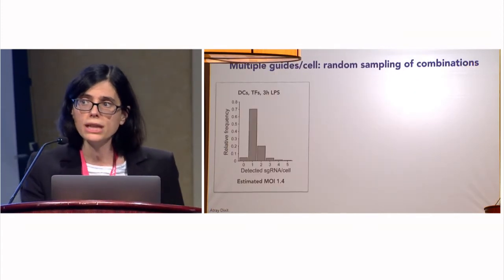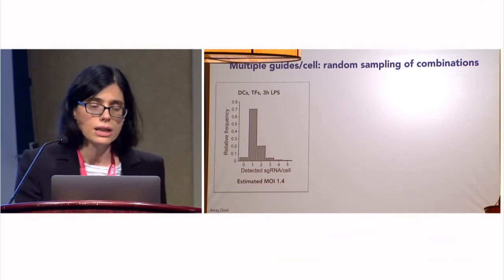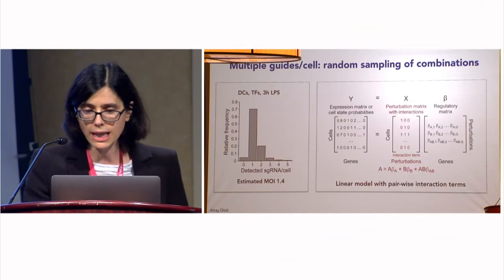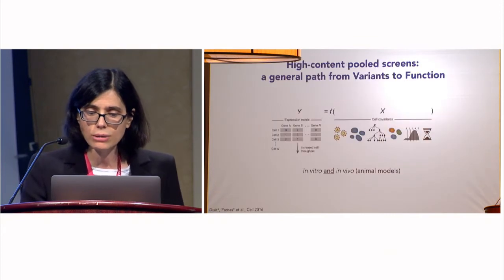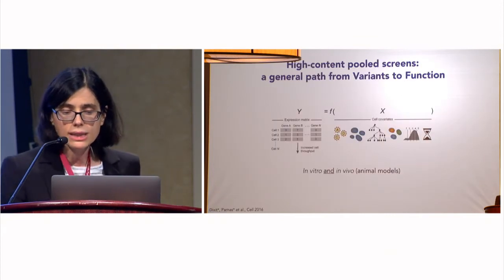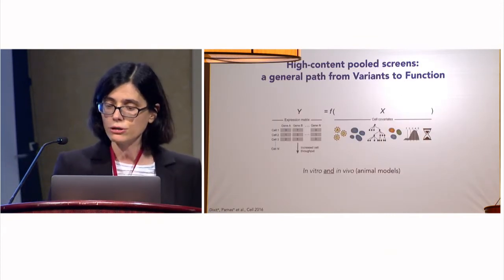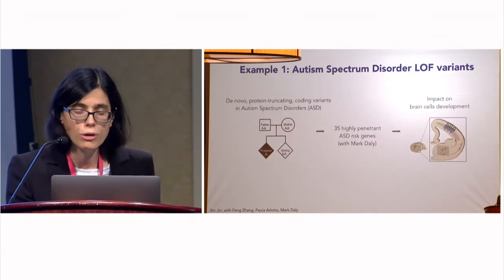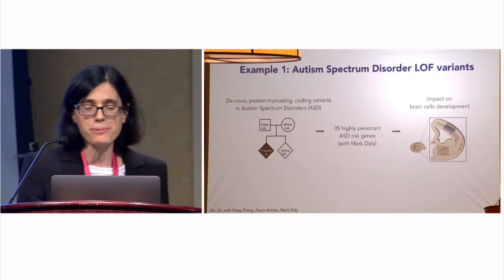We can do it for combinations by just increasing the infection, and so we get multiple perturbations per cell, and we can infer genetic interactions in this way. And really the question is whether screens like these can work to assess the functional variants. And I'm going to try and show you extremely quickly a couple of examples.